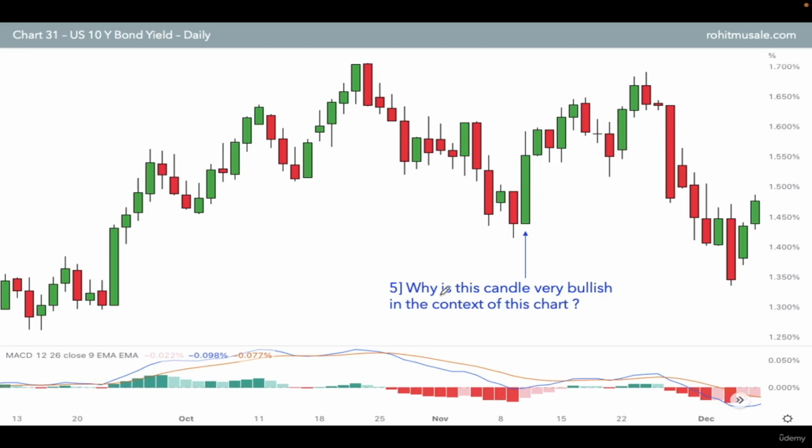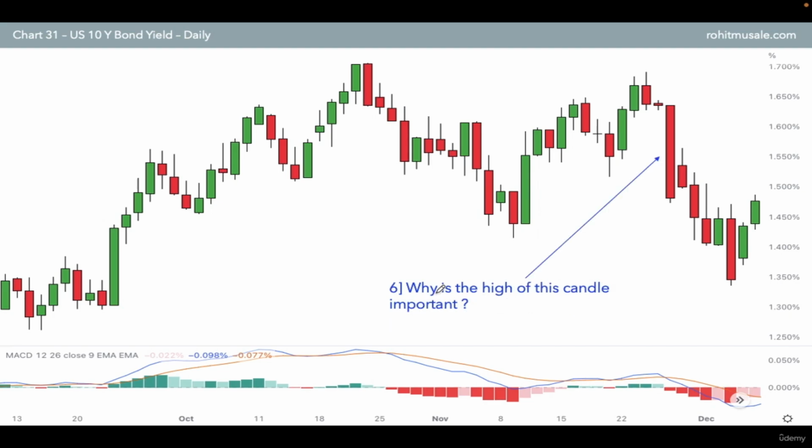Number 5, why is this candle very bullish in the context of this chart? Well, you look at the context of this chart. Number 1, you have almost a bull harami here. Almost I am saying because I have not measured it properly. A bull harami is a bullish pattern and that bullishness is confirmed by this bullish engulfing pattern, right? So that is the reason why the candle is very bullish in the context of this chart. Okay?